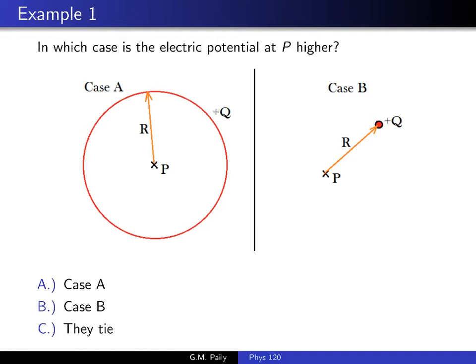Let us look at this example question. In case A, we have a uniformly charged ring of radius r, and in case B, we have just a point charge. Both have the same amount of charge, and both have a distance r from a point P. In which case is the electric potential at P higher? Pause the video and think about this yourself for a moment.